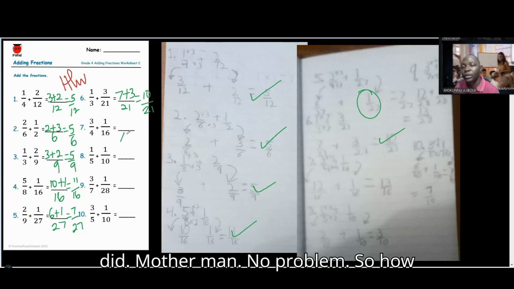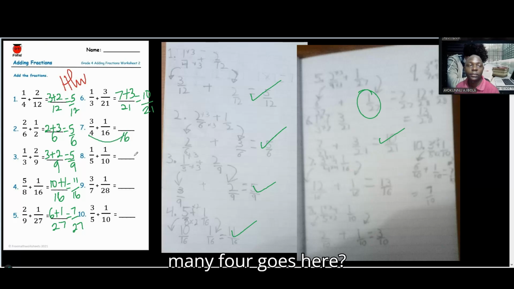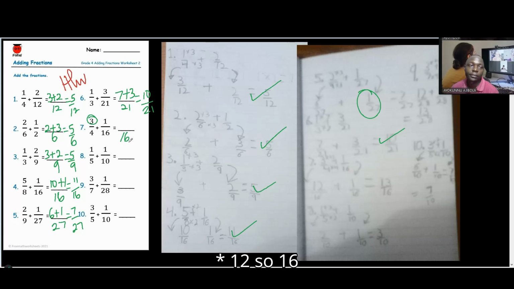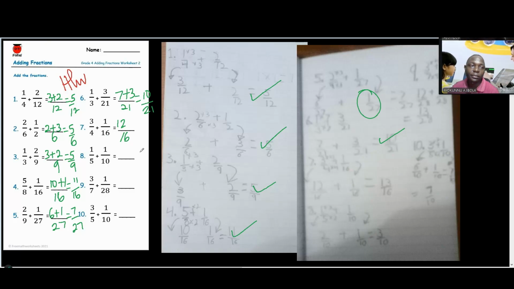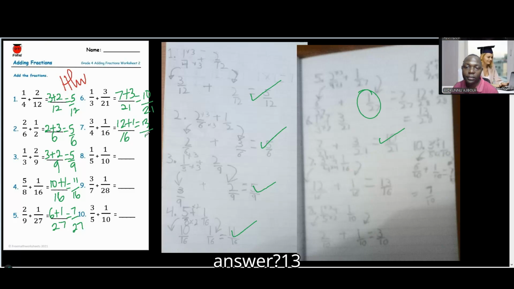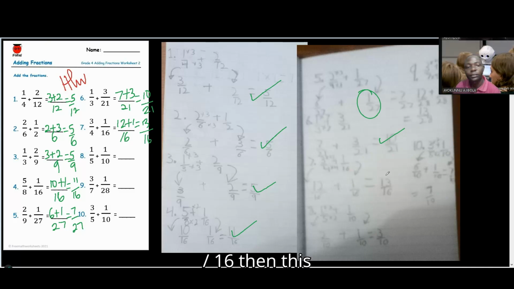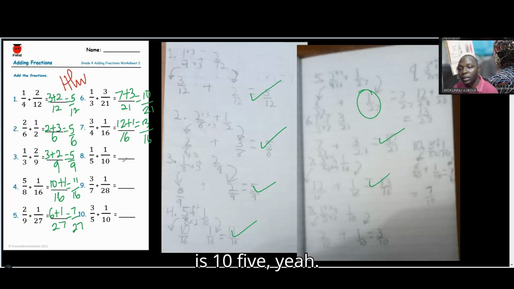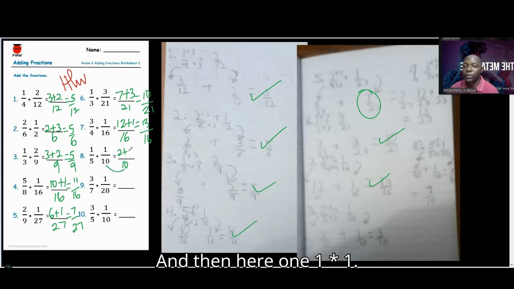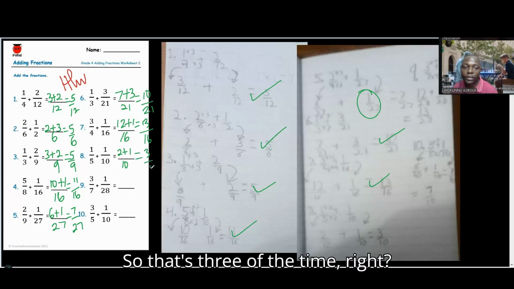No problem. So, how many 4 goes here? 4 times 3, 12. So 16 here, 1. 1 times 1. So what's the answer? 13 over 16. So still the same thing. Then this is 10. 5 here, 2. 2 times 1. And 10 here, 1. 1 times 1. So that's 3 over 10, right?